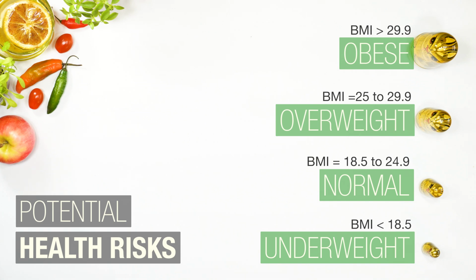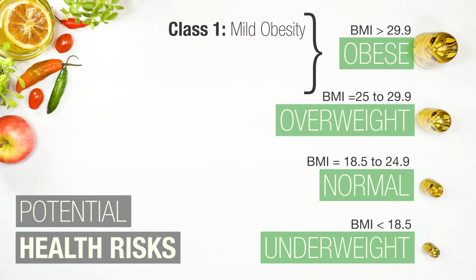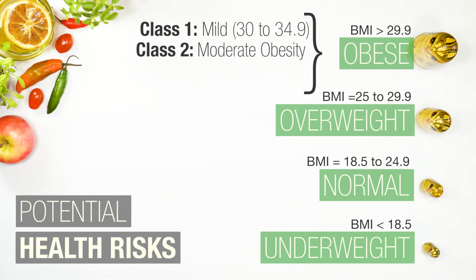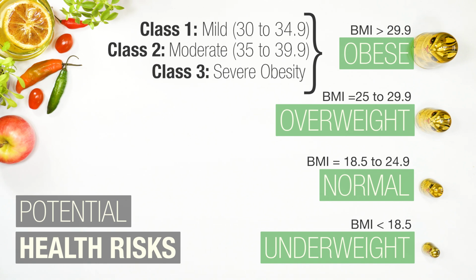In the BMI table, obesity is often broken down into 3 categories. Class 1, mild obesity, for BMI between 30 and 34.9. Class 2, moderate obesity, for BMI between 35 and 39.9. Class 3, severe obesity, for BMI of 40 or higher.